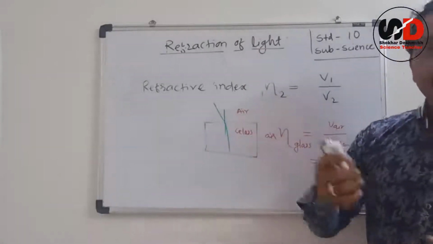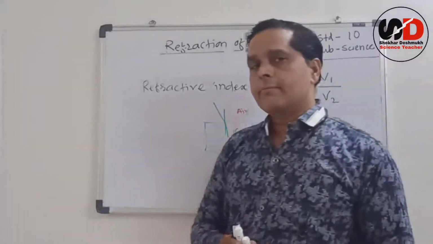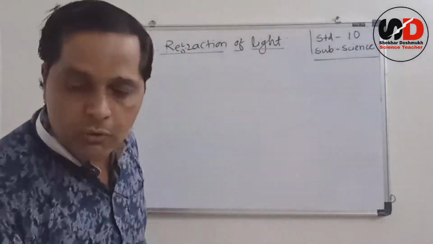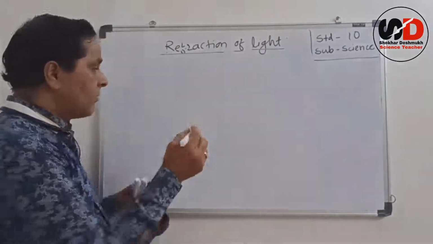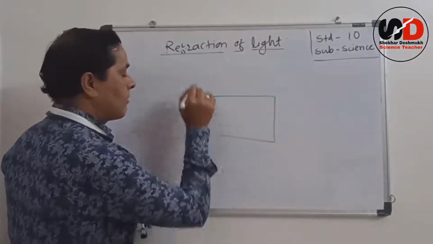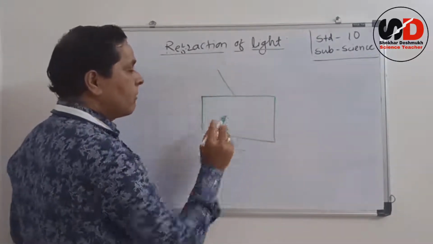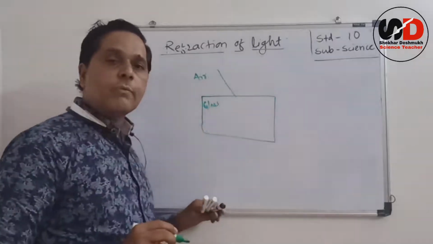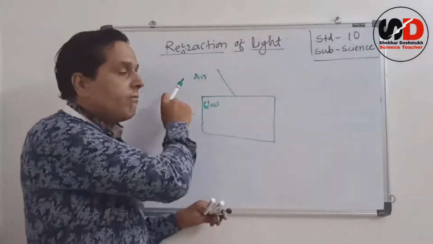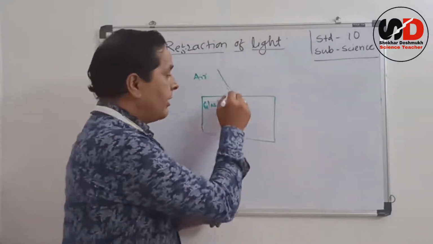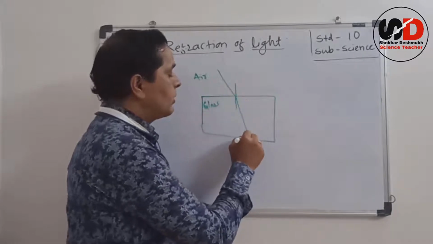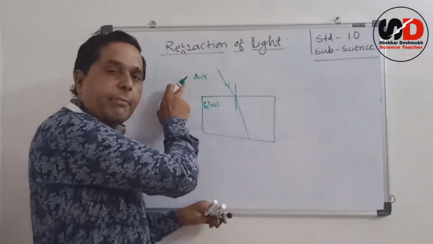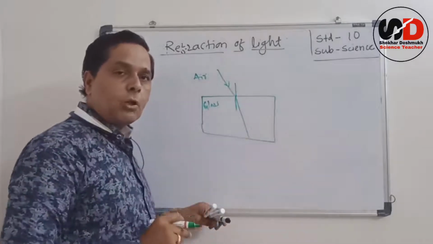So we will learn it in the next article. One more thing you have to keep in mind: if the light travels from air to glass, or rather, whenever the light travels from rare medium to dense medium, it bends towards the normal. Always keep in mind, whenever the light travels from rare medium to dense medium, it bends towards normal.